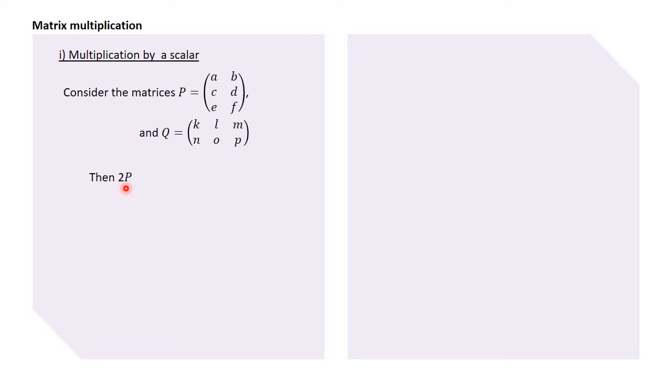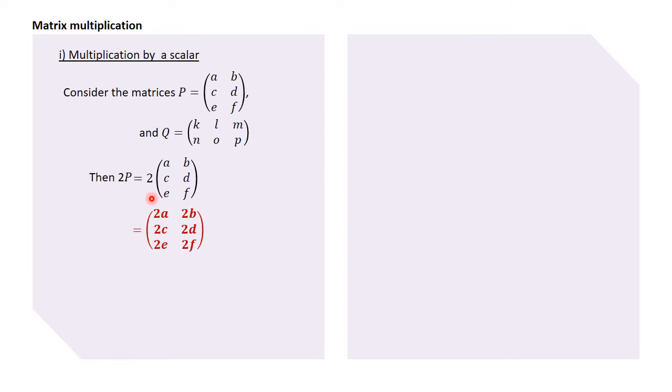Now, 2P would mean every element of the matrix P is doubled, or if you like, multiplied by 2. That means A will be multiplied by 2, the same way B multiplied by 2, C will be multiplied by 2, D will be multiplied by 2, the same case for E and F. And so that is simply what it means. When we're multiplying a matrix by a scalar, it means every element is multiplied by that particular scalar. In our case, it's 2.